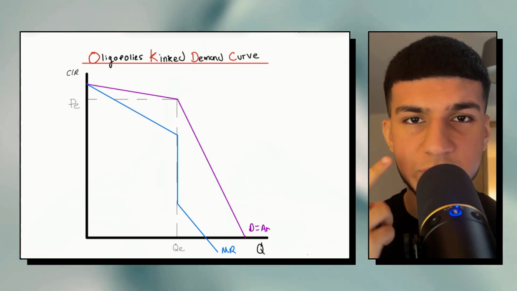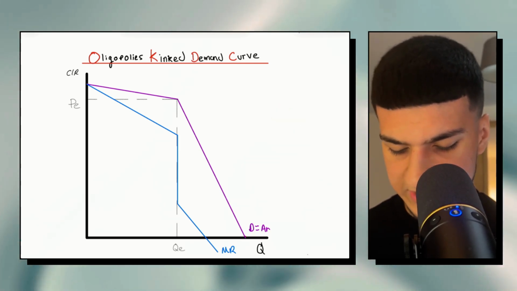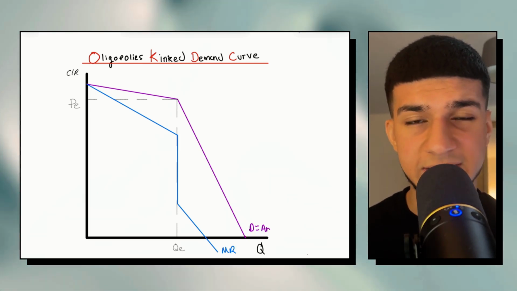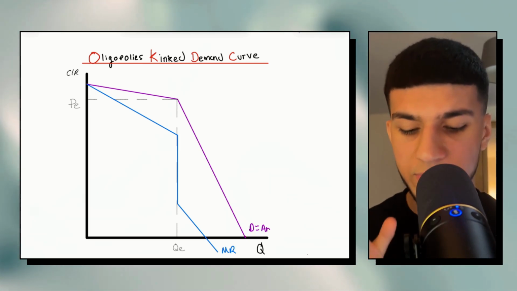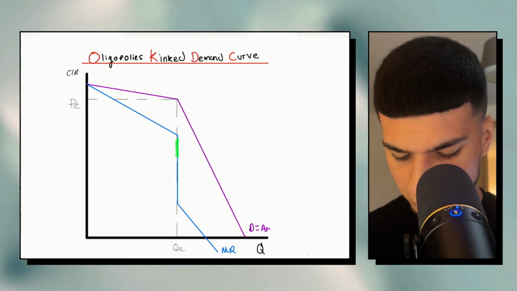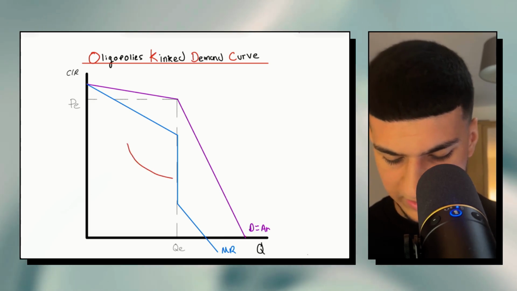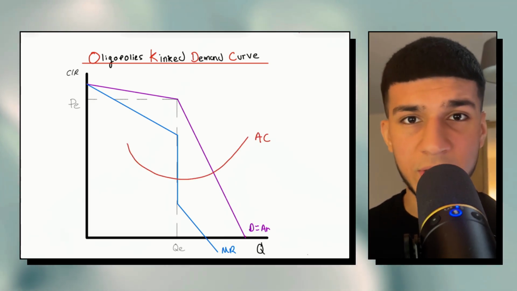Now, two more curves left to go, our AC and our MC curve. Let's start with our AC curve. It's just a bog standard AC curve. The only rule here is that it has to be in the vertical section of our MR curve. So in just any of this section is where you would draw your AC curve. So looking something like this, AC, and that's perfect. That's all you need to do.